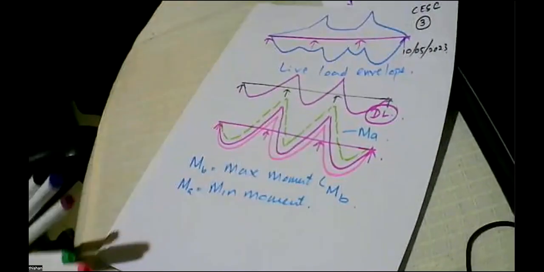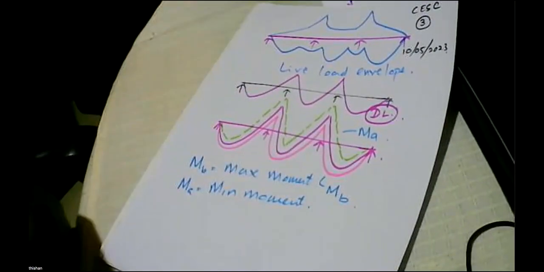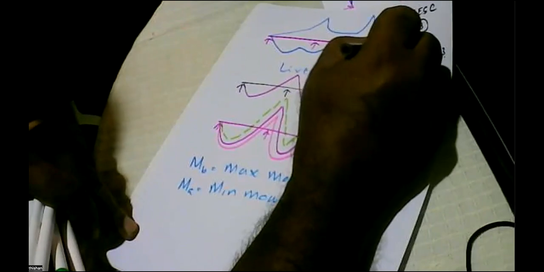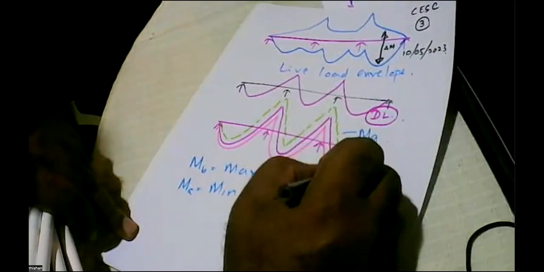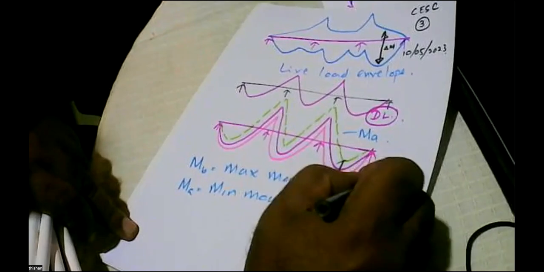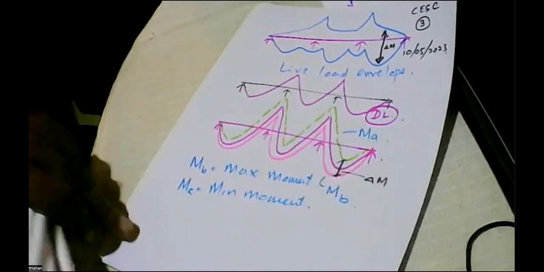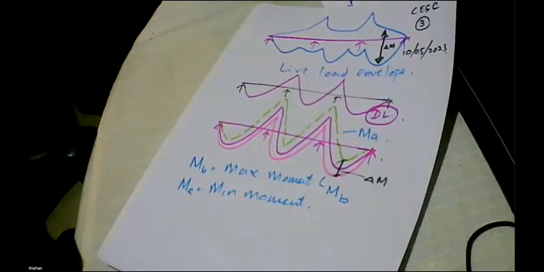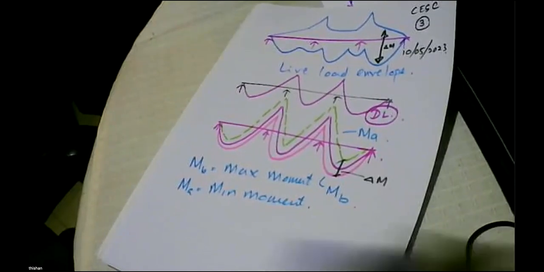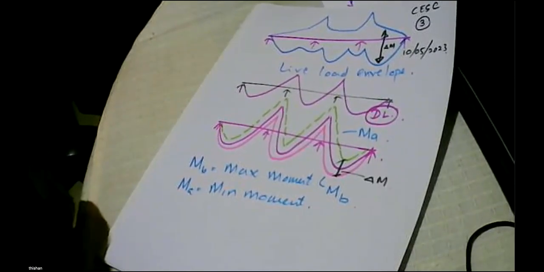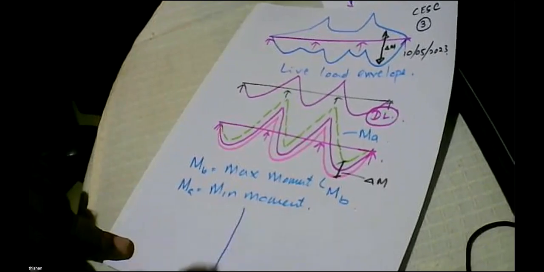Then you might ask, okay, what is the range? This is the range. Let's say delta M. What is delta M? This. Delta M is that. The range. Range is that. So you can see something very different now.